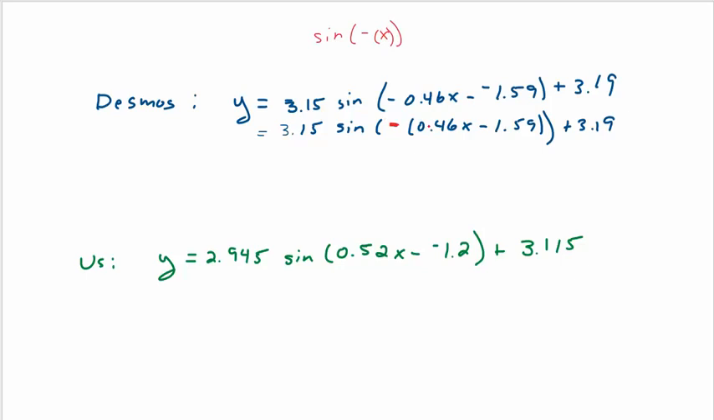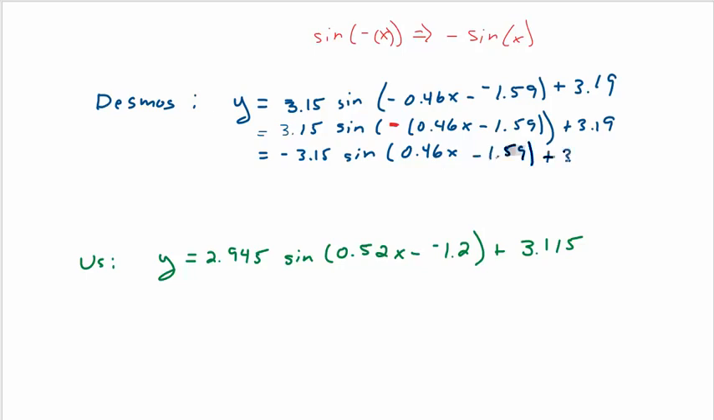Then by odd functions, I could take this and pull it out here in front of the 3.15. I'm using the fact that sine of negative 0.46, all that business, I'm going to change it to negative sine x. Okay, so that's going to give me negative 3.15 sine of 0.46x minus 1.59 plus 3.19.